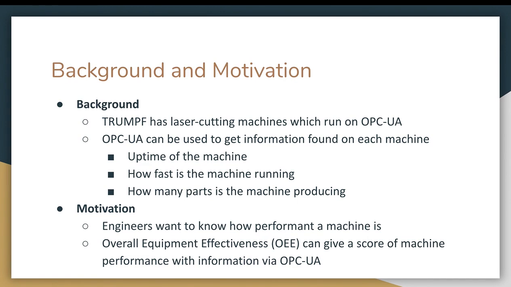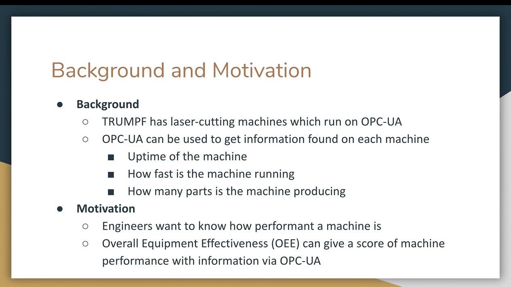The background behind this project is that Trump has laser cutting machines which run on OPCUA, a machine protocol which machines use to connect with and communicate with one another. The OPCUA protocol can be used to get information found on each machine, including the uptime of the machine, how fast the machine is running, and how many parts the machine is producing, along with many other pieces of information.